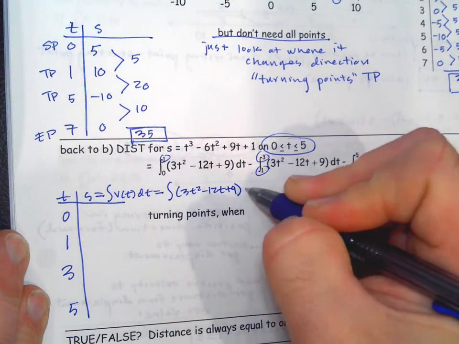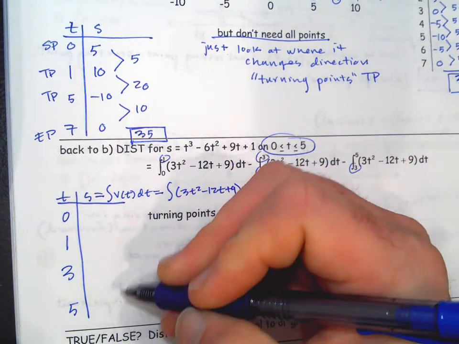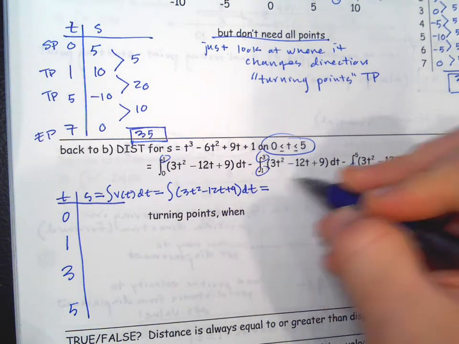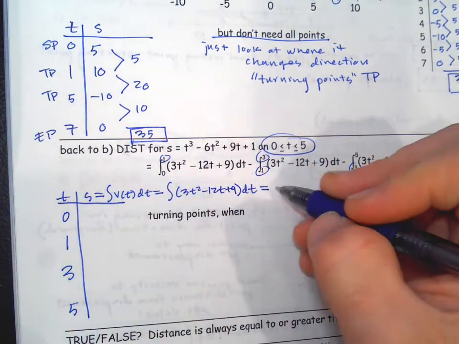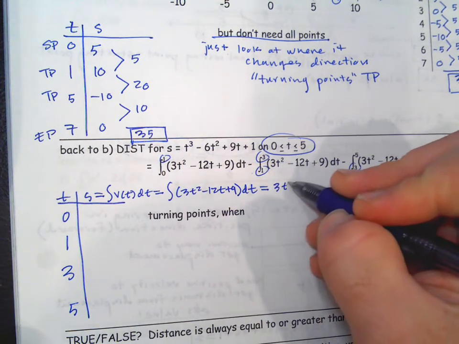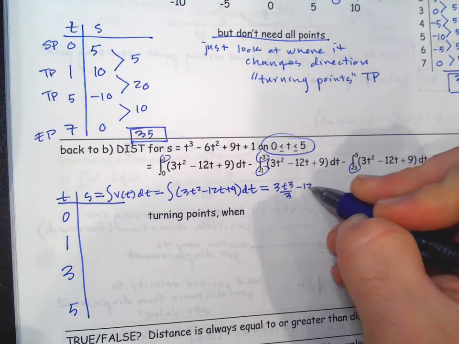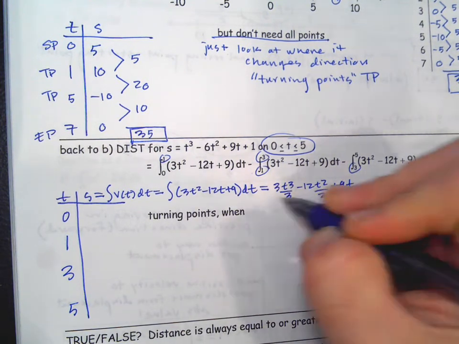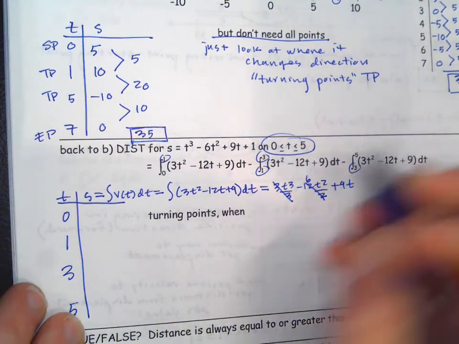But here's the cool thing about it. Because we're doing this table, we're just going to do it once, because it's going to be the same thing all three times. We're going to take care of all these in this nice little, cute little table. 3t cubed over 3 minus 12t squared over 2 plus 9t. Okay? And we're going to plug these into that.